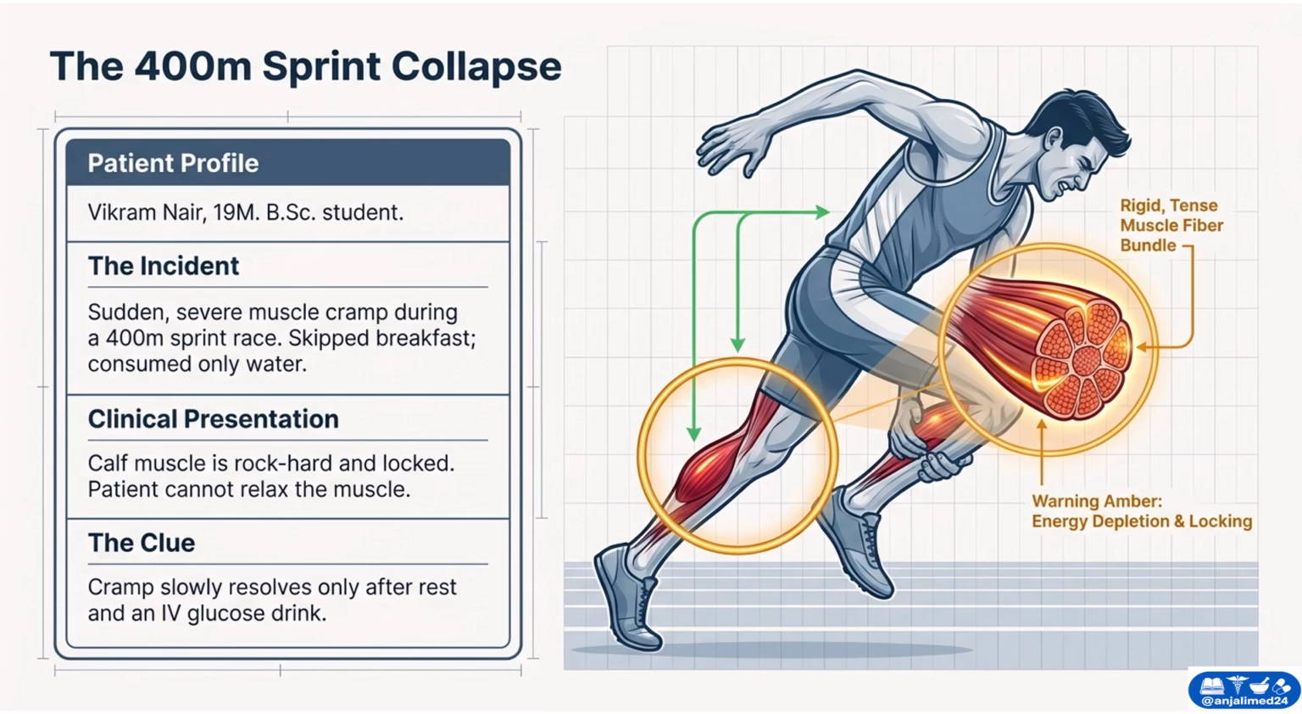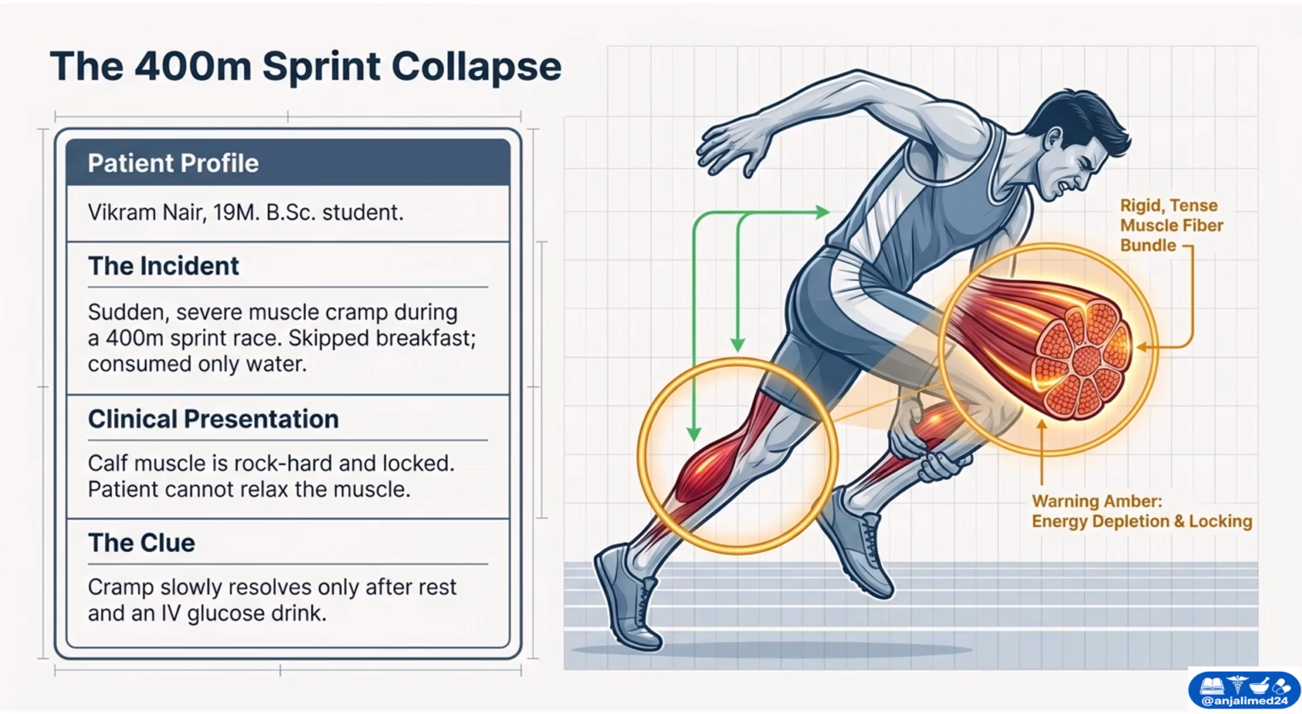As the ATP stores become depleted, myosin heads remain tightly attached to the actin, resulting in sustained contraction and muscle rigidity. This is exactly what occurs in severe muscle cramps. In Vikram's case, several factors contributed to the rapid ATP depletion. First, the 400-meter sprint is an intense anaerobic activity requiring immediate energy production.